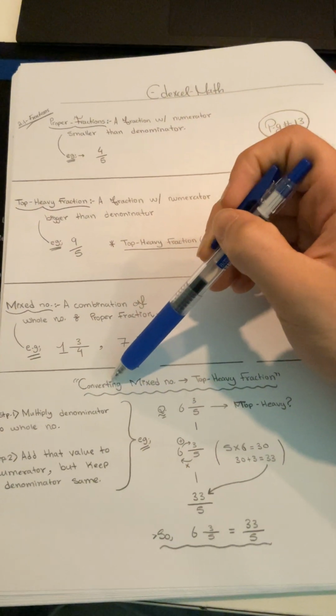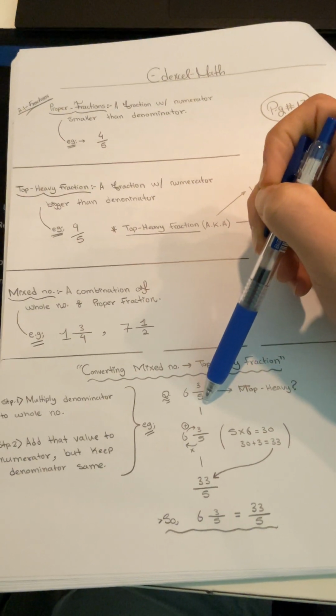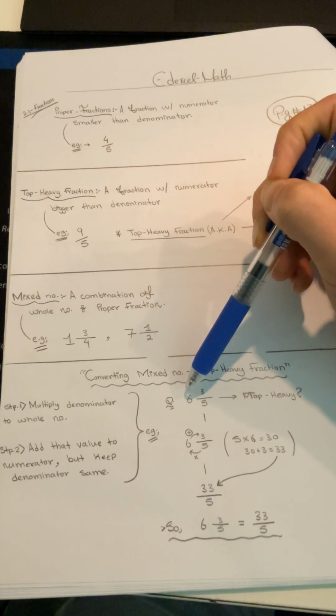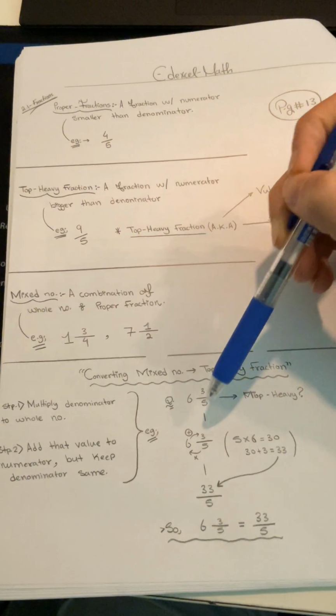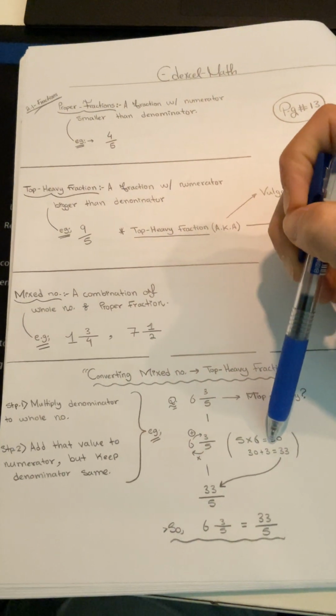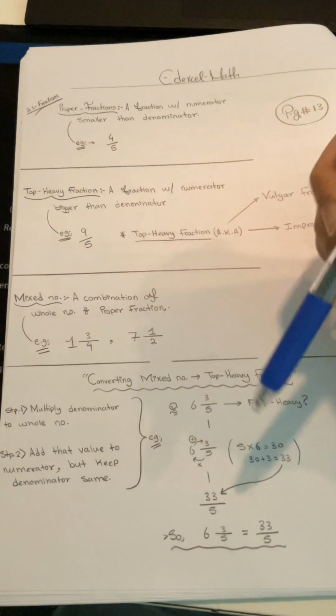How to convert a mixed number to a top-heavy fraction? The rule is very simple. Multiply the denominator by the whole number, then add that to the value of the numerator, keeping the denominator the same. 5 times 6 equals 30. 30 plus 3, 33. 33 over 5. Okay?